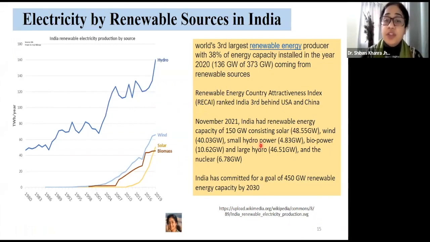Now, recently in 2021, India had a renewable energy capacity of 150 gigawatt, consisting of solar 48.55 gigawatt, wind 40.03 gigawatt, and so on. You can see the small hydropower, biopower, and large hydro and nuclear. So these are the components which have been included in the renewable energy basket.